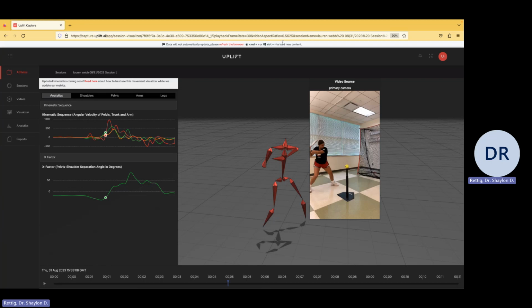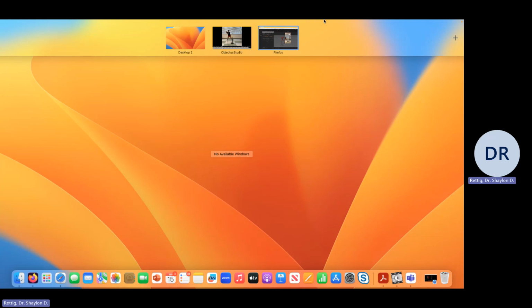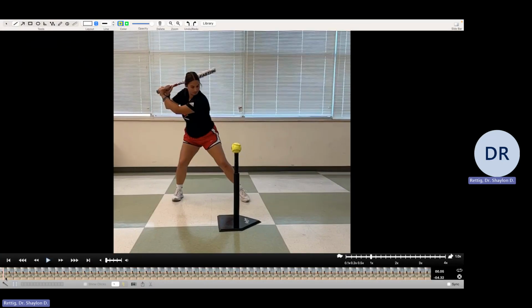Looking at your physical screen, you did have some tightness in the shoulders, which may be preventing you from separating the bat from your body. So it is consistent with your movement screen. All right, so back to the video here.